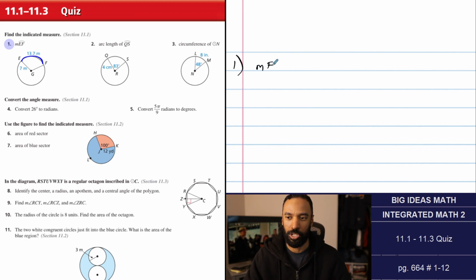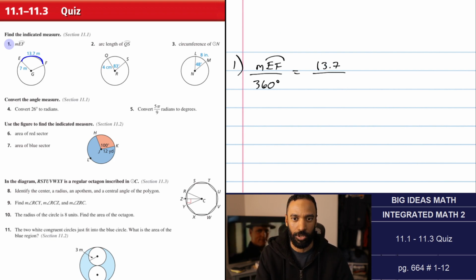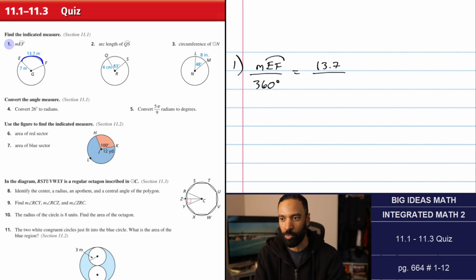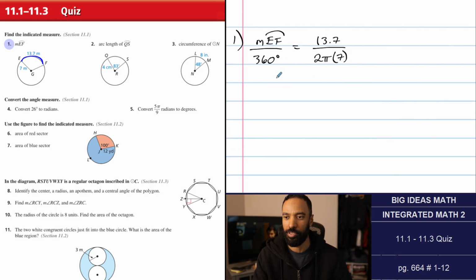So to find this measure of arc EF, let's set up a proportion where this is out of 360 degrees, the same way as that arc length you see, that 13.7 meters, is out of the circumference of the entire circle. So this 13.7 out of whatever the circumference is the same fraction as that arc measure we're trying to find. Now the circumference of the entire circle is found using 2 pi r. 2 pi times your radius, and in this case your radius is 7 meters.